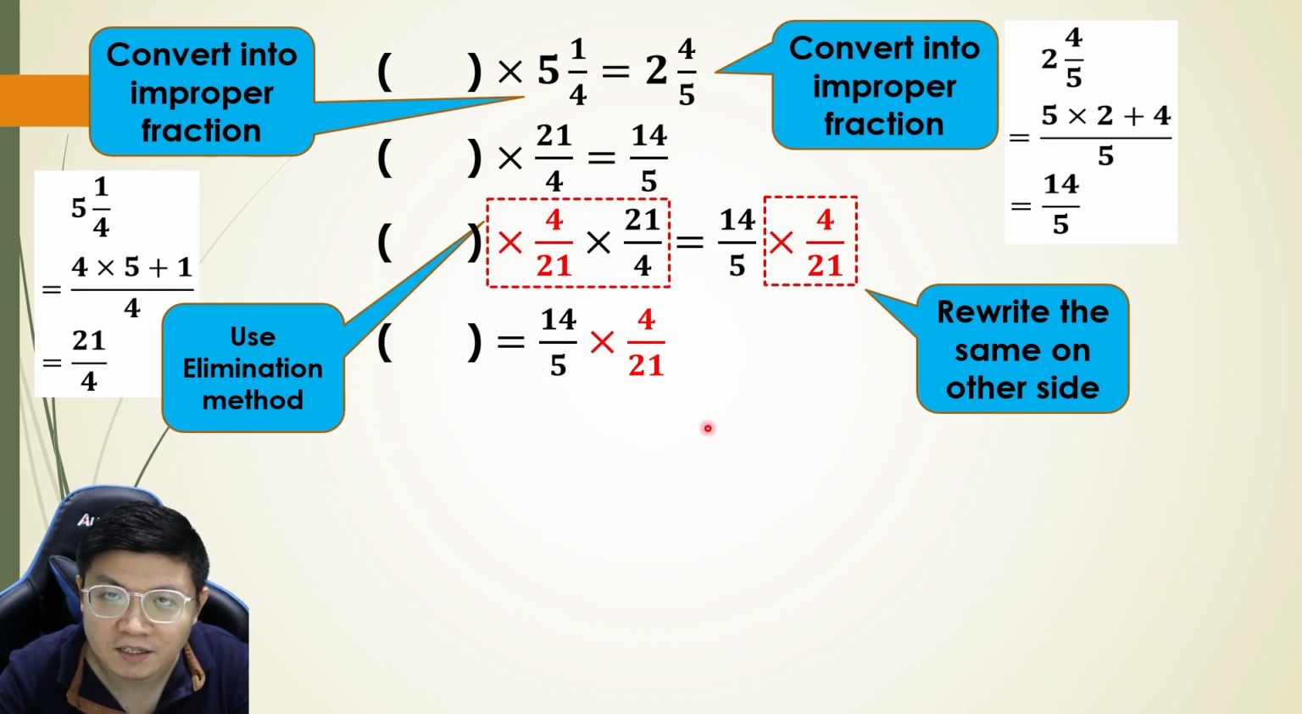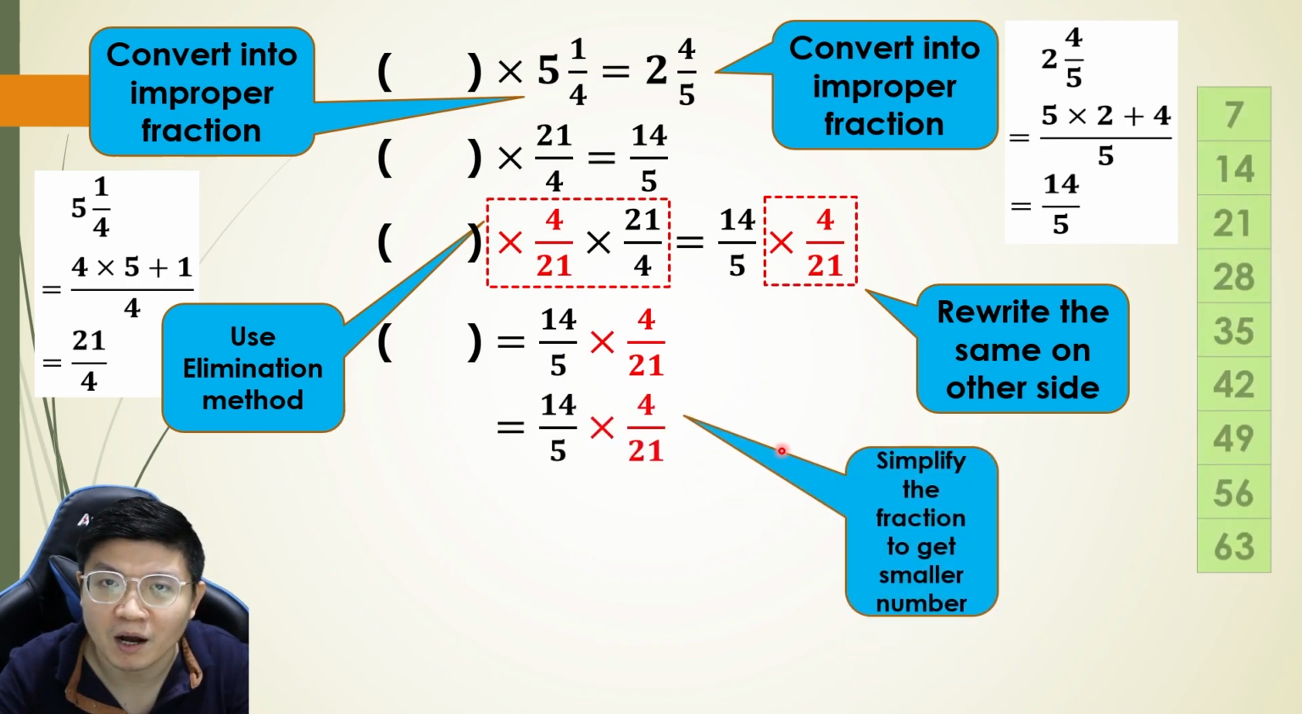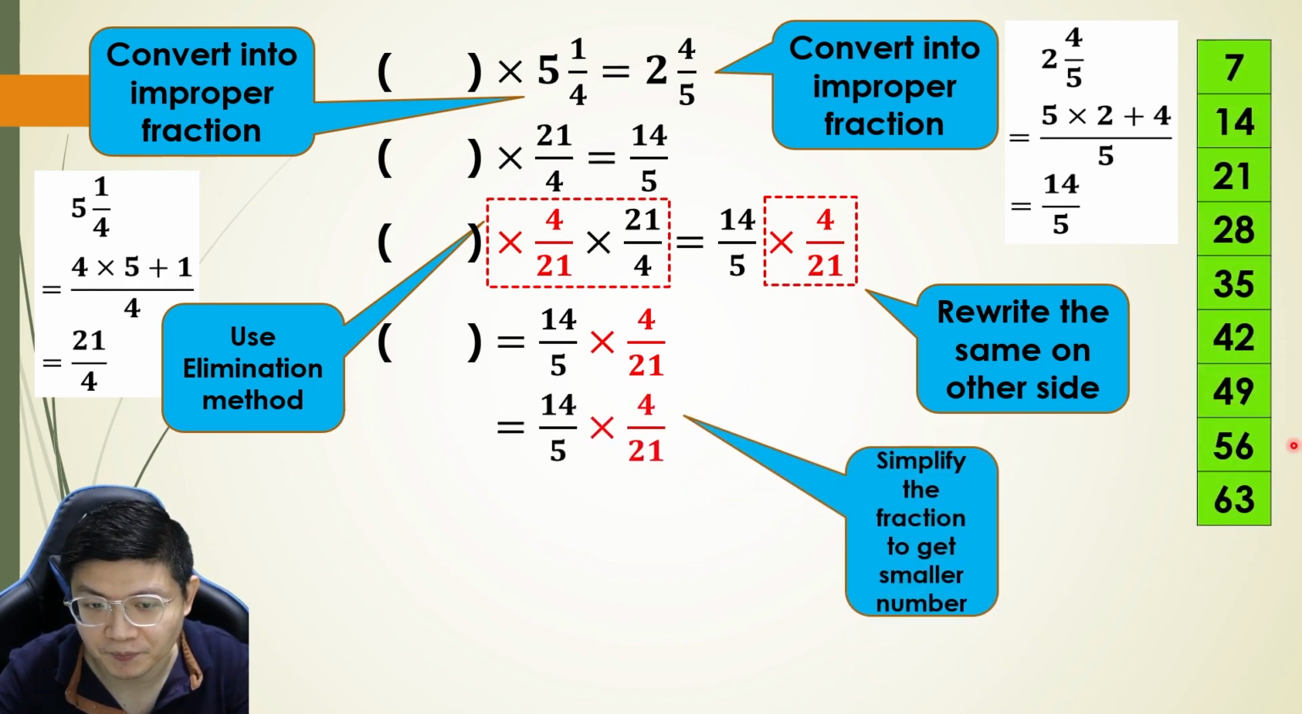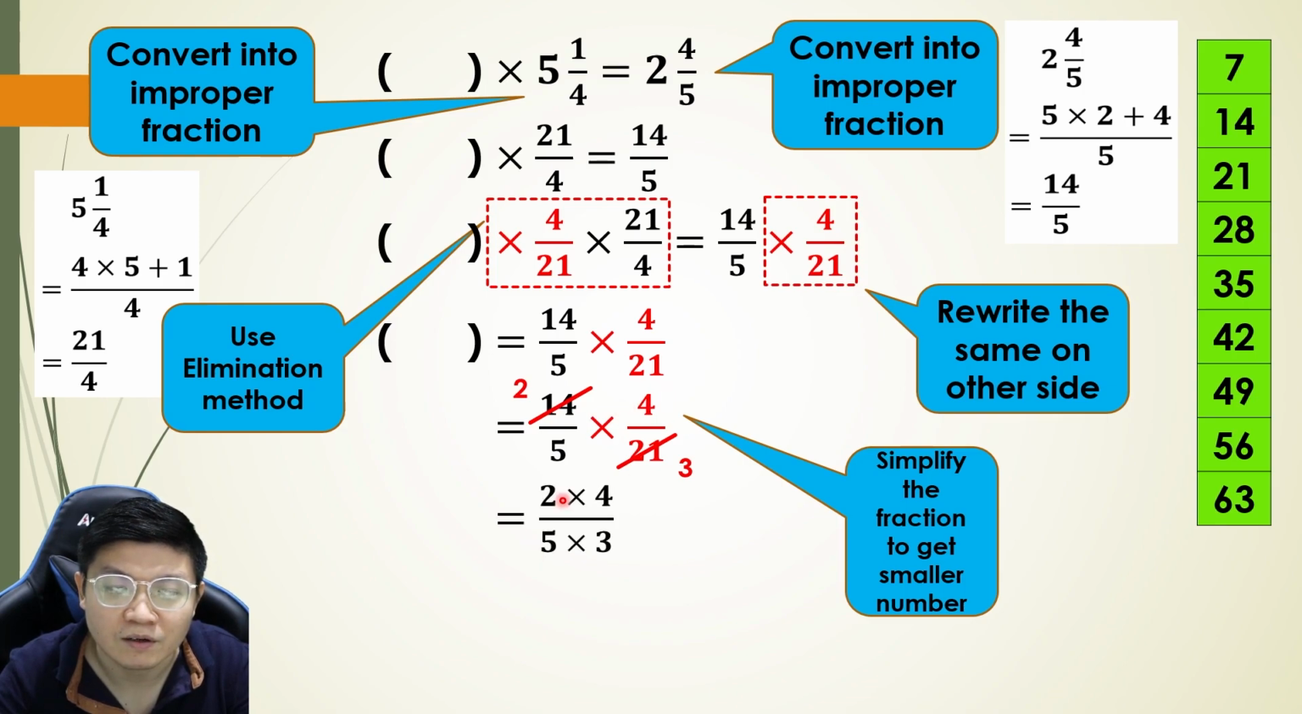Now look at here. Actually, you can simplify by using times table 7 because there is 14 and 21 under times table 7. So 14 when you simplify becomes 2 and 21 simplify becomes 3. Okay, therefore 2 times 4, right? And then denominator 5 times 3. And then 8 over 15. Now this is proper fraction. So the answer, leave it like that. You don't need to do any conversion here.